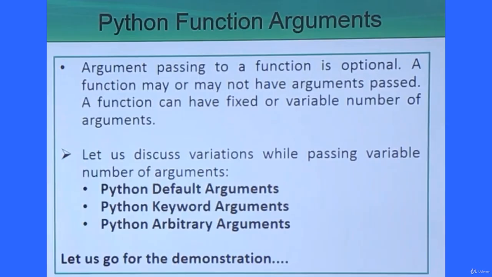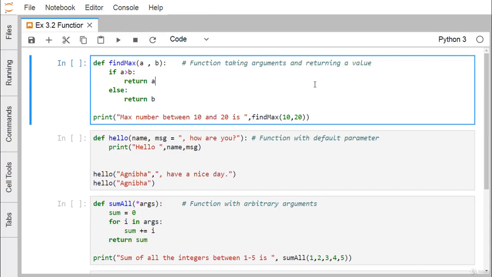A function may or may not have input arguments. Also, a function may or may not return anything. So here we are defining one function. The name of the function is findMax. It has a and b as input arguments. If a is greater than b, return a, meaning the maximum one will be returned, and that's why the name of the function is findMax. Else it will return b.